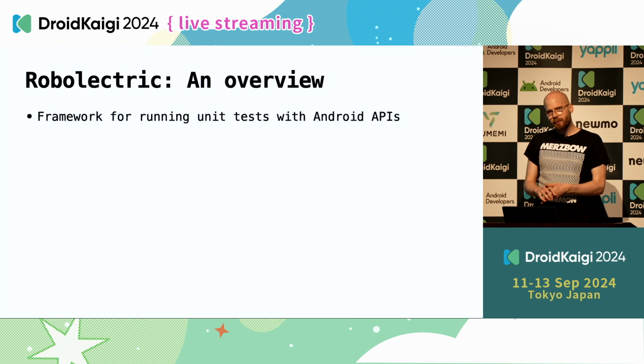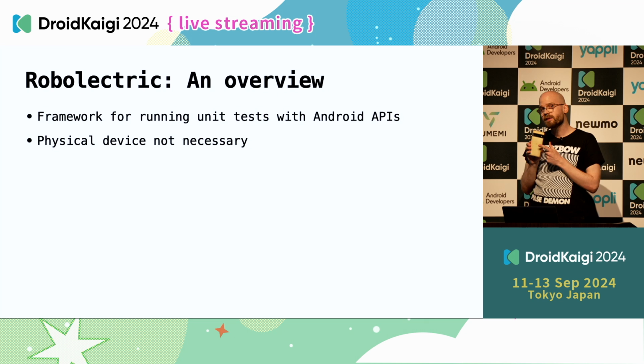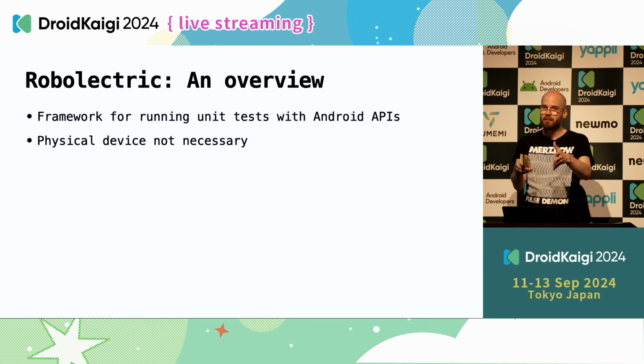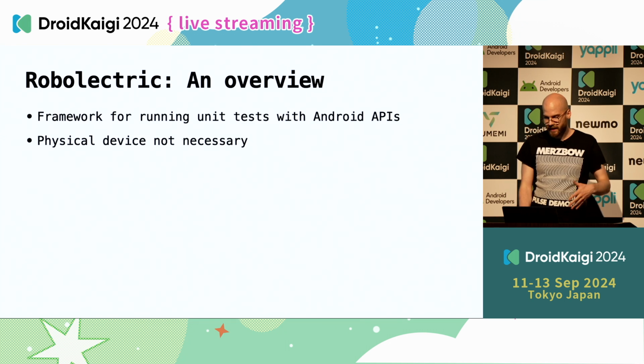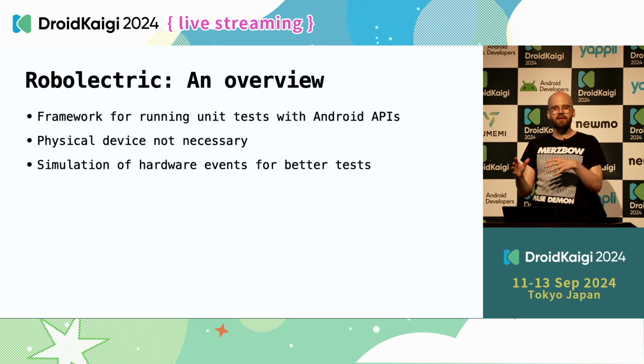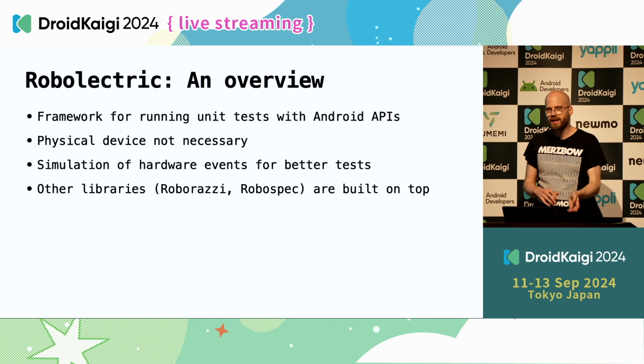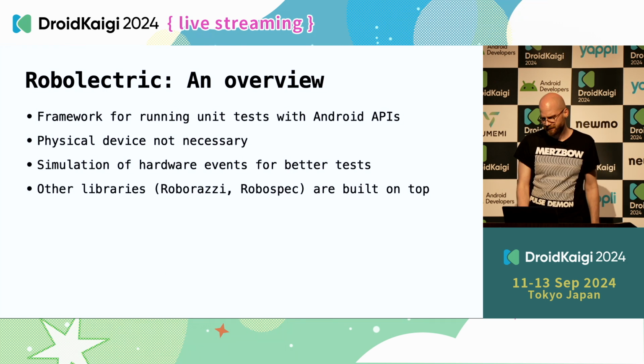Robolectric is a framework for running unit tests with Android APIs. That means you do not need a physical device for this. You can just run them on your machine. Because of that, they are faster. You can also simulate hardware events to make your tests better, simulate the gyroscope and then do assertions. And there's other libraries built on top of Robolectric that are very cool, Roborazzi, Robospec, that we also want to use.